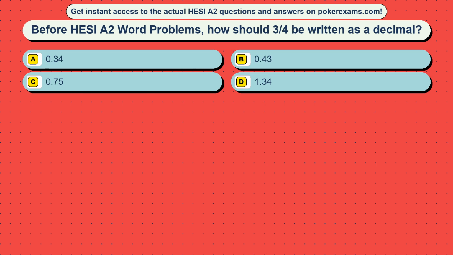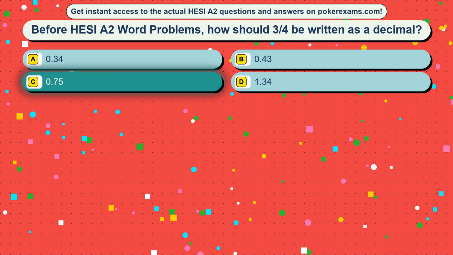Question 45. Before HESI A2 Word Problems, how should 3/4 be written as a decimal? Option A, 0.34. Option B, 0.43. Option C, 0.75. Option D, 1.34. The correct answer is option C, 0.75.